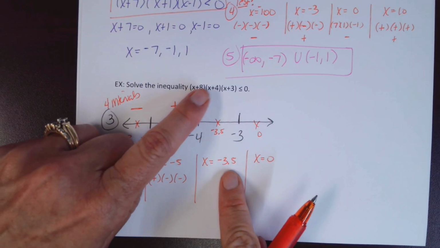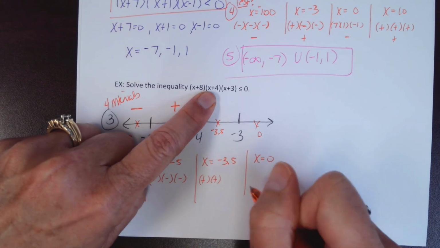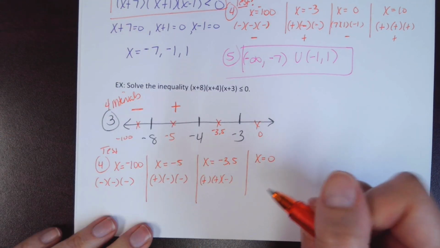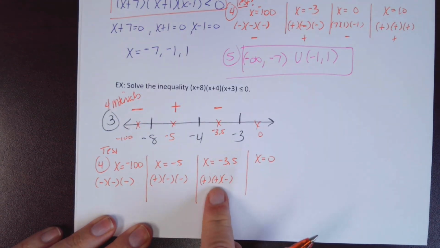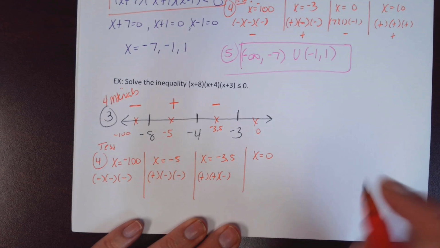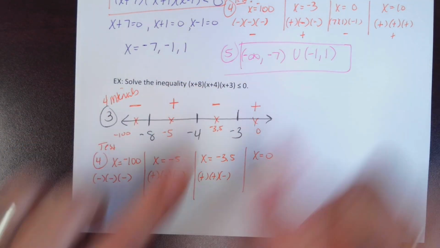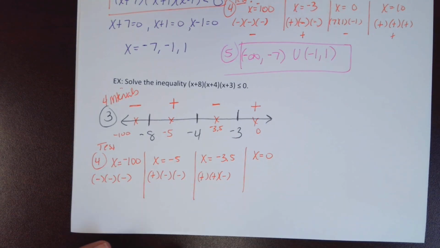-3.5 is smaller than these two, so those 2 factors are positive values. This one's going to be a negative value. So positive times a positive times a negative is a negative. When I plug in 0, I have 8 times 4 times 3. Those are all positive, so that interval is positive.